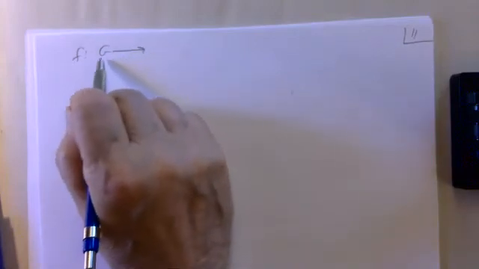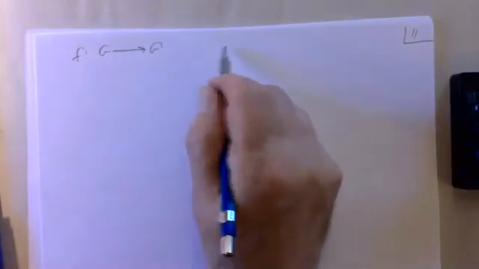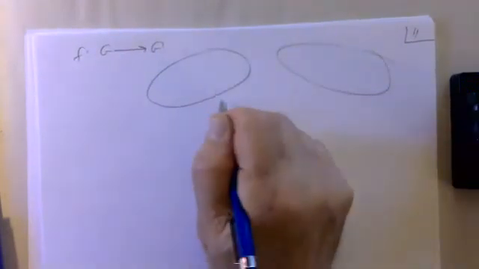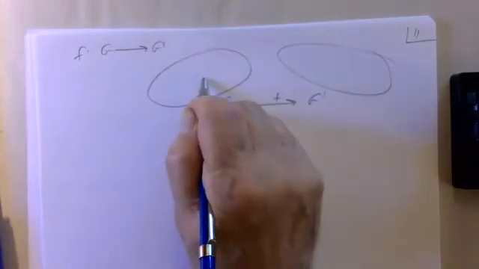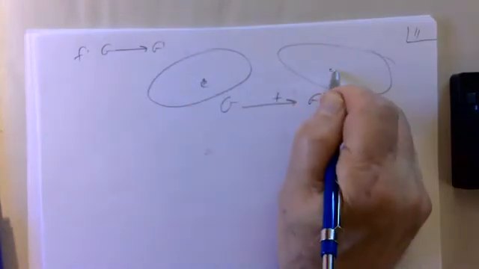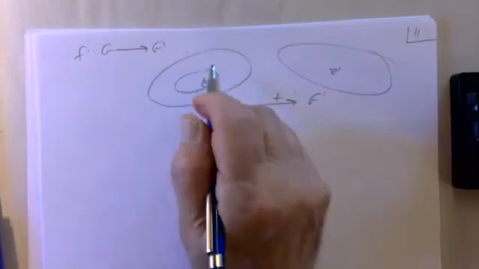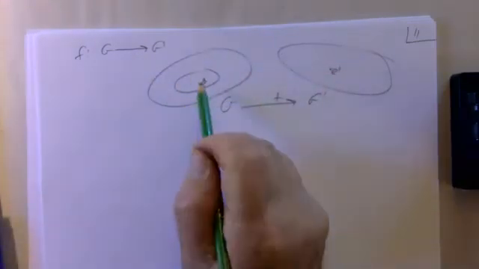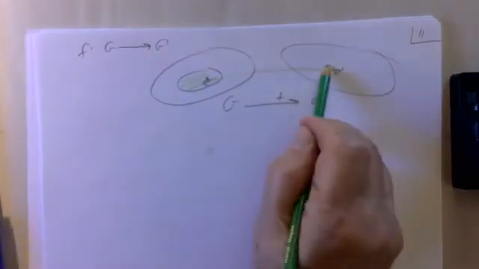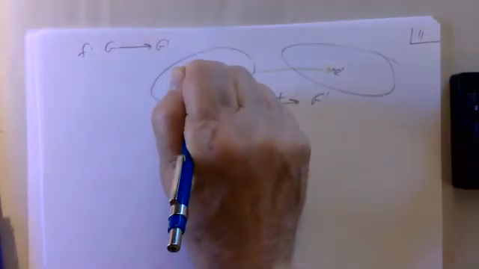Okay. Let's go back to our picture where we have a function f from the group G to the group G prime. Here is G, here is G prime, and there's some function f between them. Here's the identity, here's the identity. And we had all the elements in G that get mapped to the identity. This is the kernel of f.